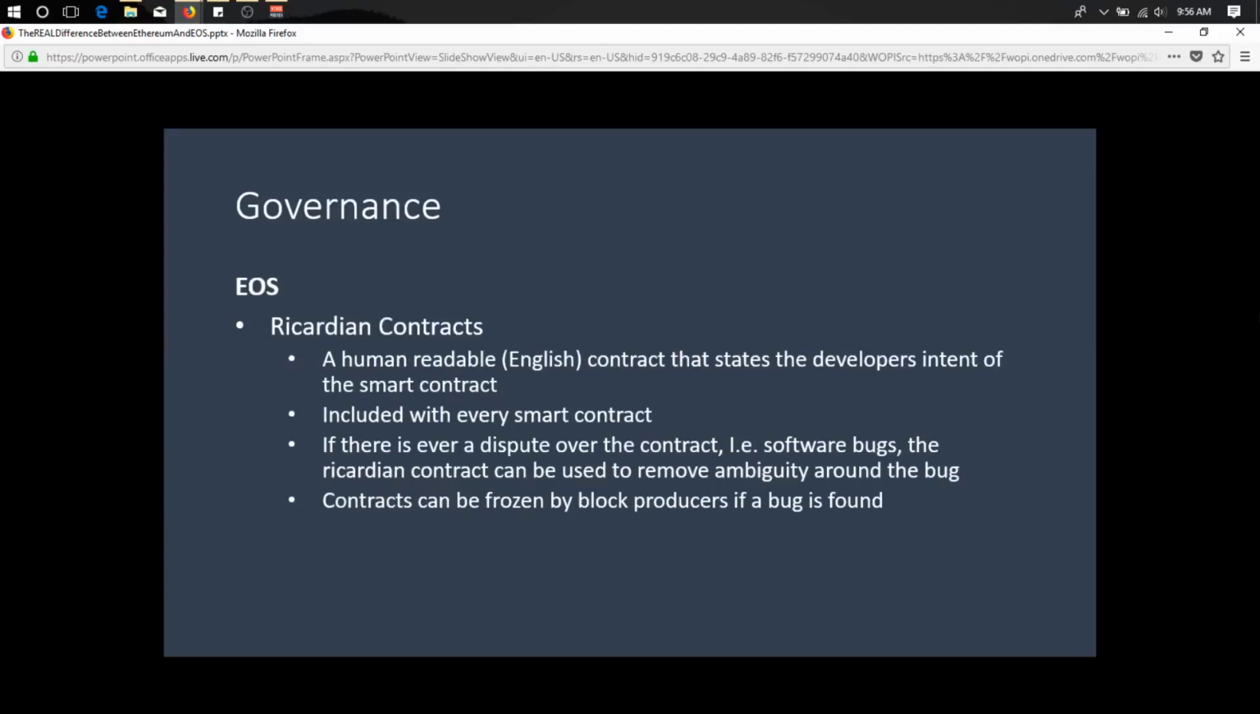A Ricardian contract is a human-readable contract in English that states the intent of a smart contract and what it should do. Therefore, if a bug arises from the contract, you can clearly see what the intention of the developer was, and there is no ambiguity around the bug. Contracts can be frozen by block producers if bugs occur. This can be viewed as the first line of defense against theft.